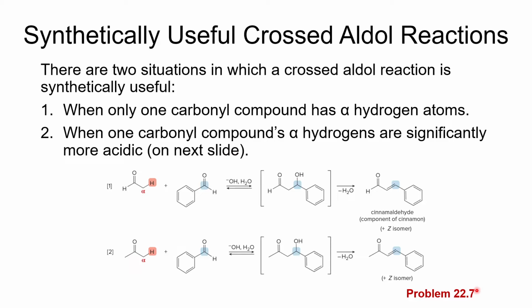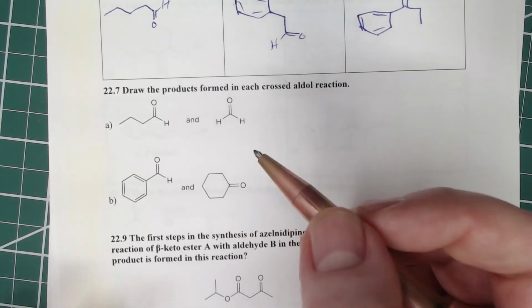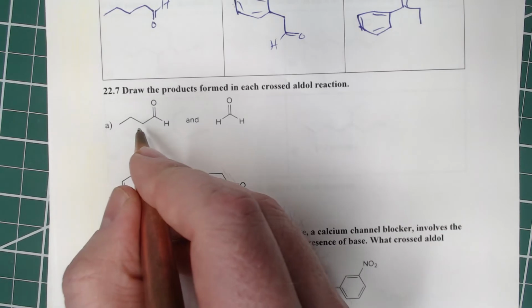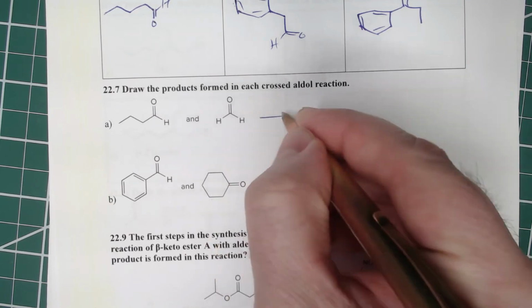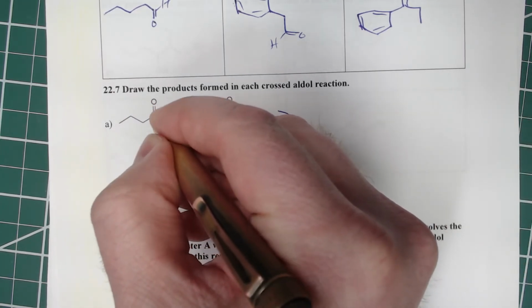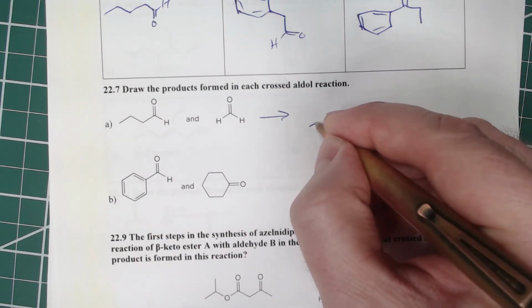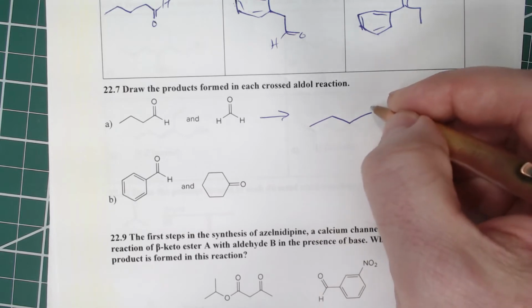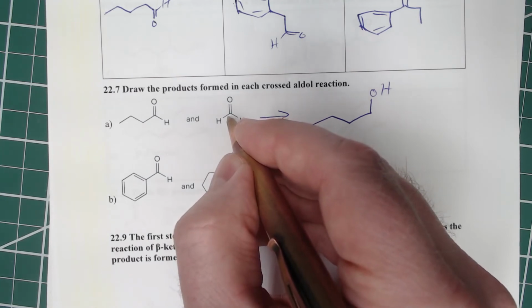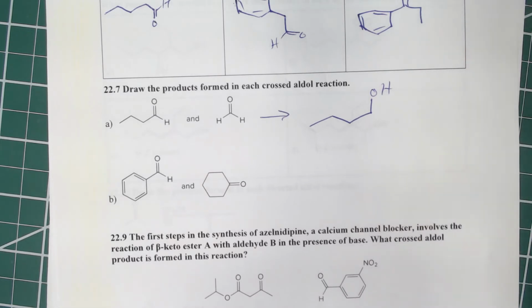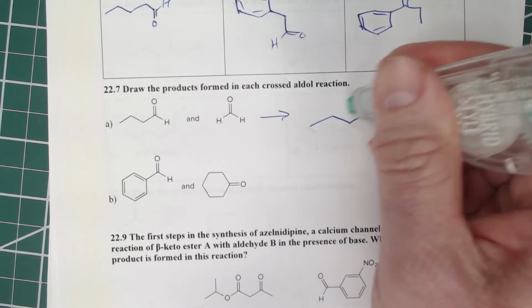So let's look at number 7 on our in-class assignment. All right, so we can clearly see that this particular molecule has an alpha hydrogen, whereas this one does not. So I'm going to recommend that you draw it out the same way that I mentioned earlier, which is draw this compound, but instead of drawing the carbonyl, draw the OH. So 1, 2, 3, 4, and then we'll put the OH there. And then for this component, I did that wrong. Let me fix this.